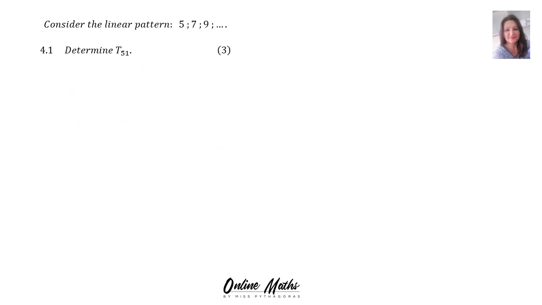On question 4.1, consider the linear pattern, and then they give you the pattern, and then find term 51, the value of term 51. First of all, a linear pattern is exactly the same as an arithmetic sequence, and my advice to you is to start with finding D. D is T2 minus T1, which is 7 minus 5. It gives you 2. And then 5 is your A value, the first term in your sequence. And then what is N? N is 51. We are going to find Tn, the value of T51.